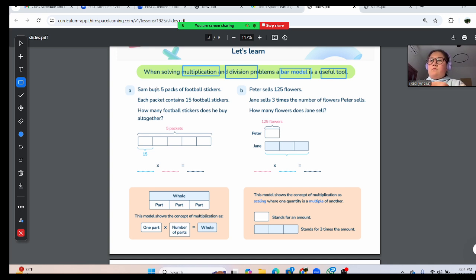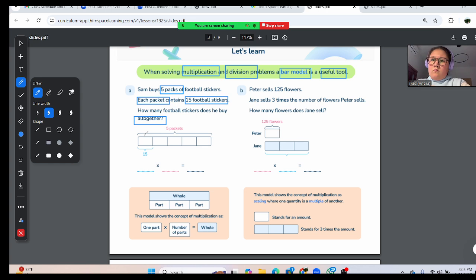So for example, there is a question. Sam buys 5 packs of football stickers. Each packet contains 15 football stickers. How many football stickers does he buy altogether? So basically 15.